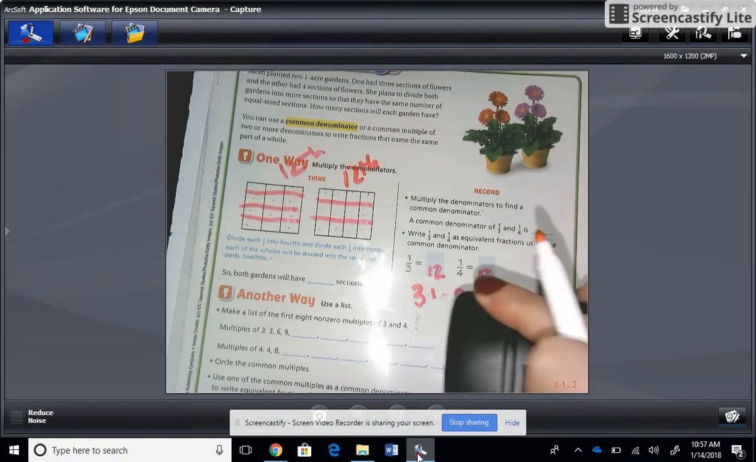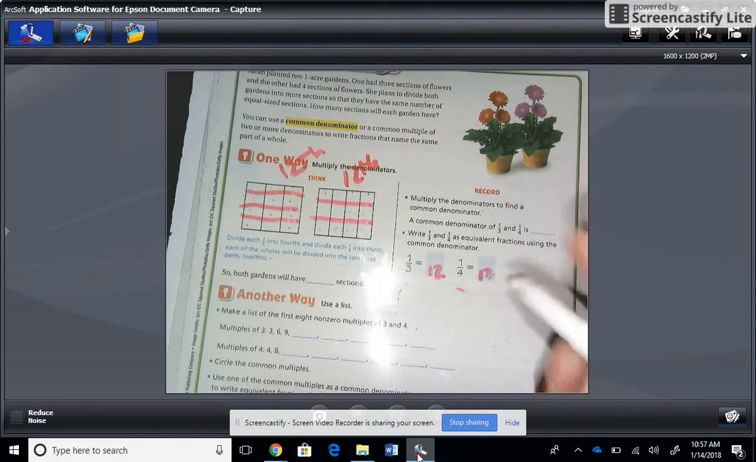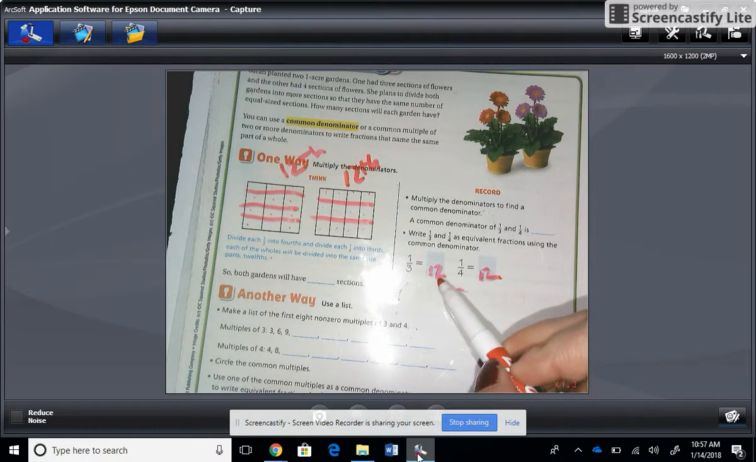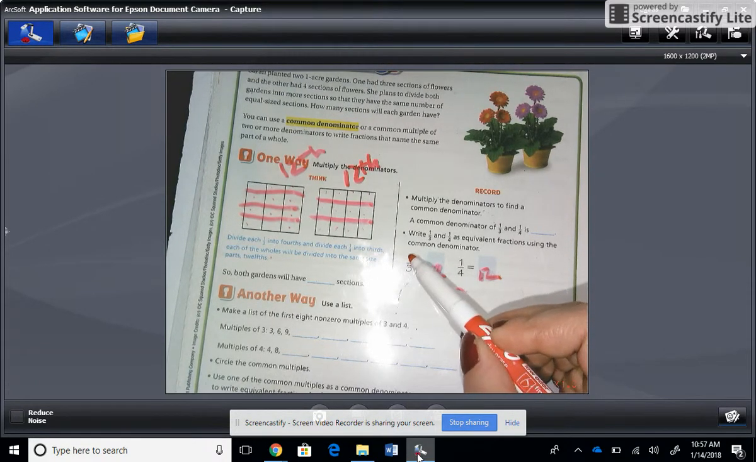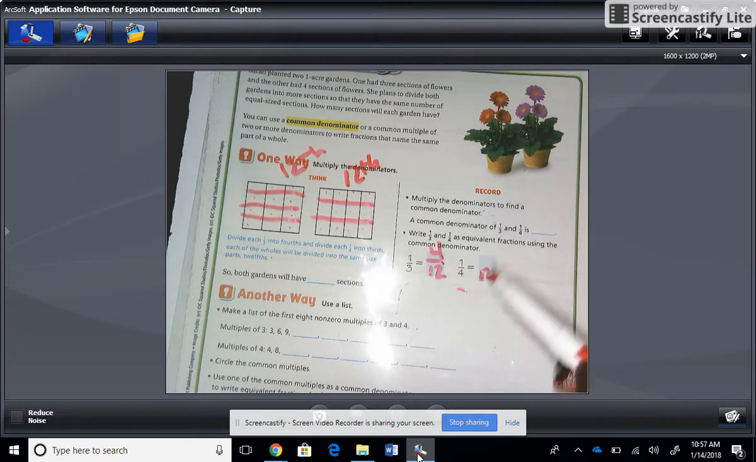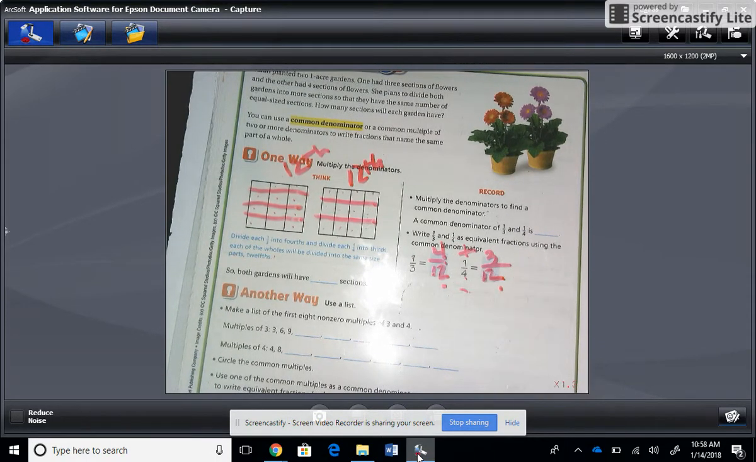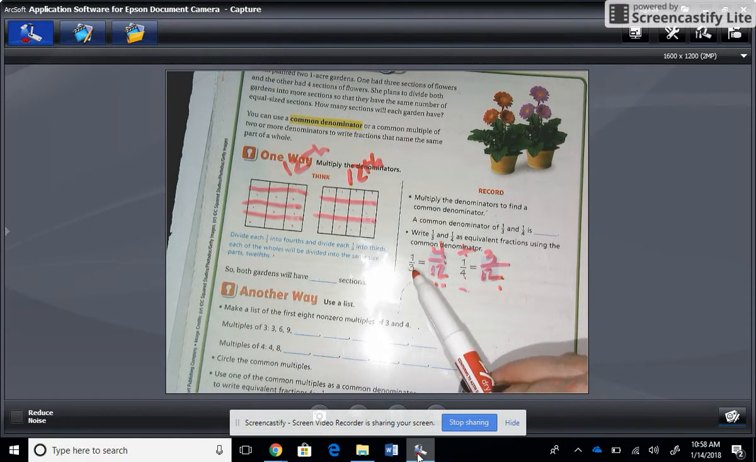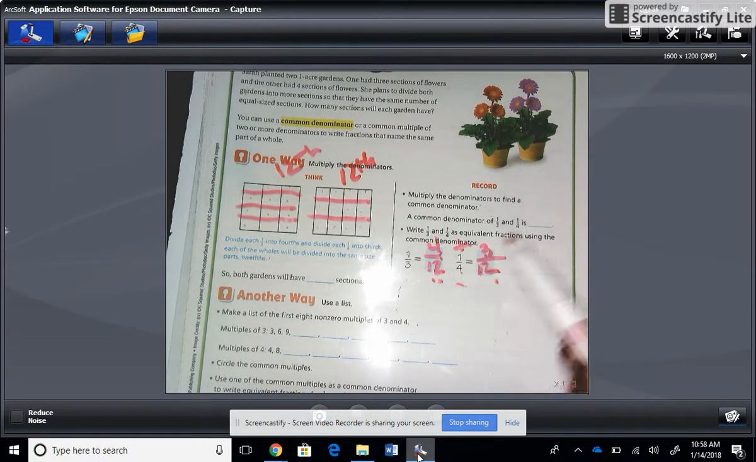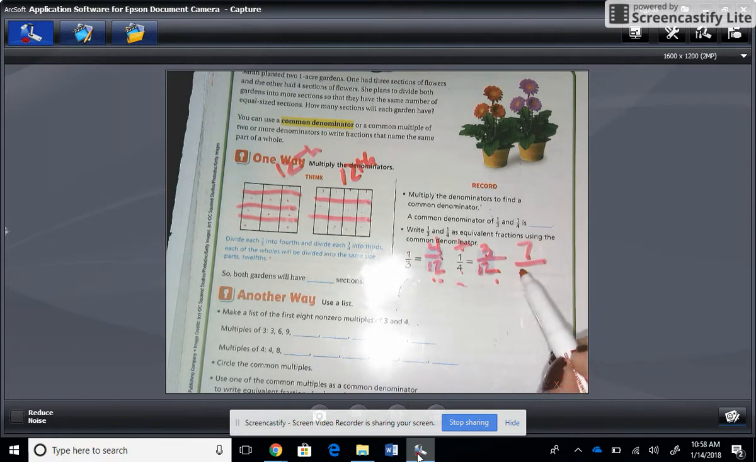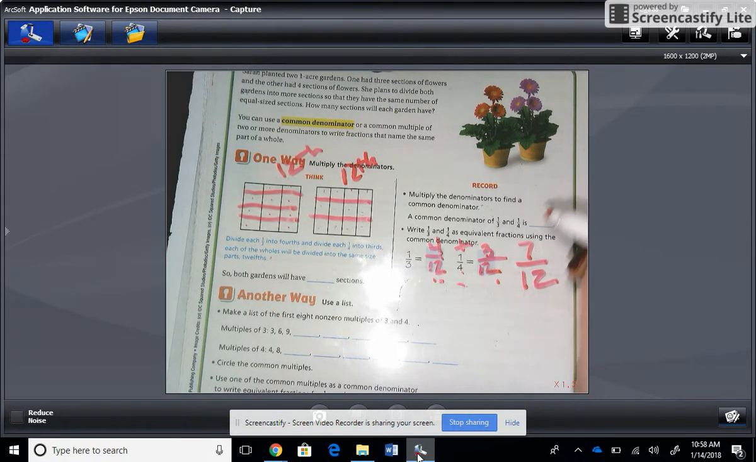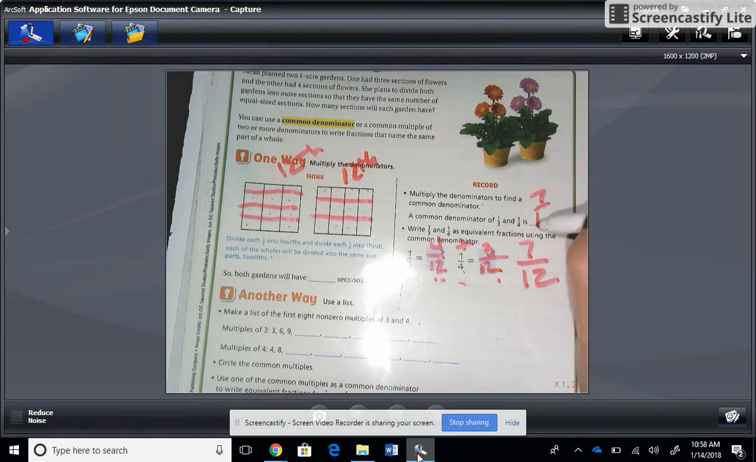But now what we did to the denominator, we have to do to the numerator. So I took 3 times what to get me to 12? Well, I said 4. So 1 times 4 equals 4. And I did 4 times what to get there? 3. Now I have a common denominator. I've switched them into their equivalents. Now I have a common denominator, so I can just add straight across. So 4 plus 3 equals 7, and my common denominator is 12. So when I added those together, it was 7 twelfths.